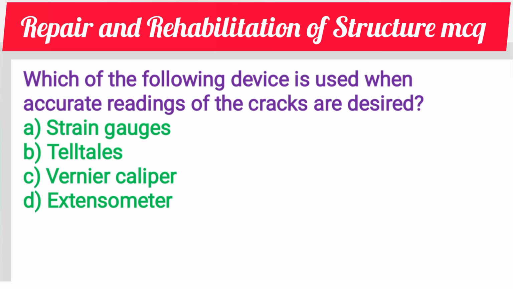Next question, which of the following device is used when the accurate readings of the cracks are desired? Option A, strain gauge. Option B, telltales. Option C, vernier caliper. Option D, extensometer. So the correct answer is option B, telltales.